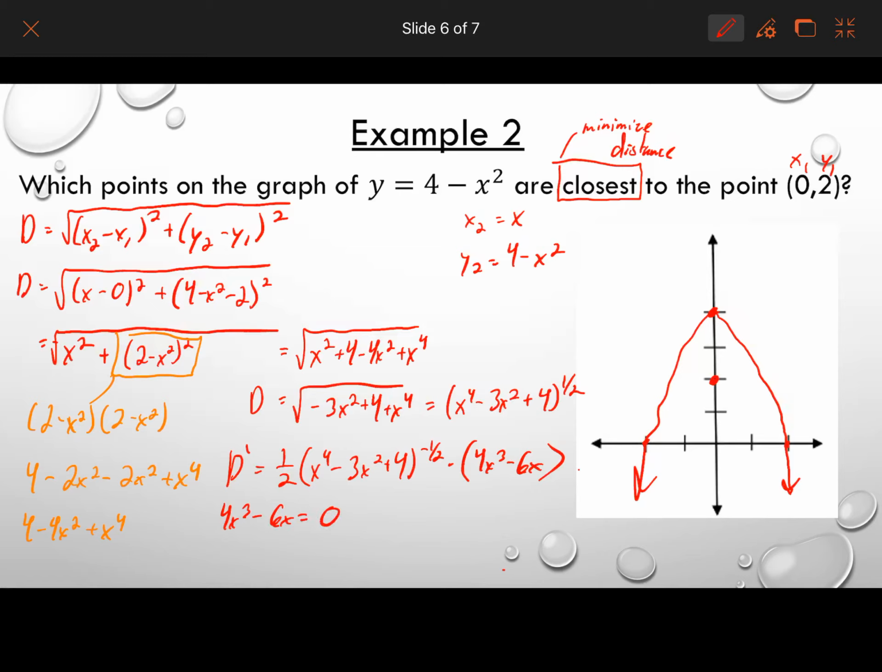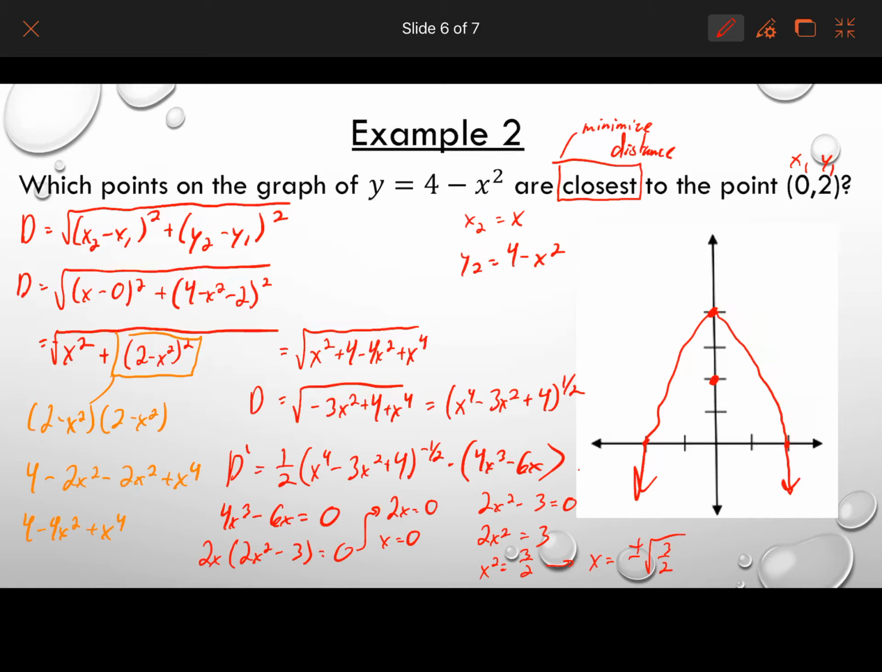So it looks like we can factor out a common factor of 2x. So let's do that. So 2x times the quantity x squared minus 3... so 2x times 2x squared minus 3 equal to 0. So x can be equal to 0. We can set 2x equal to 0 and 2x squared minus 3 equal to 0. So x is equal to 0, and 2x squared is equal to 3. Divide both sides by 2. X squared is equal to 3/2. So x can be equal to plus or minus the square root of 3/2.